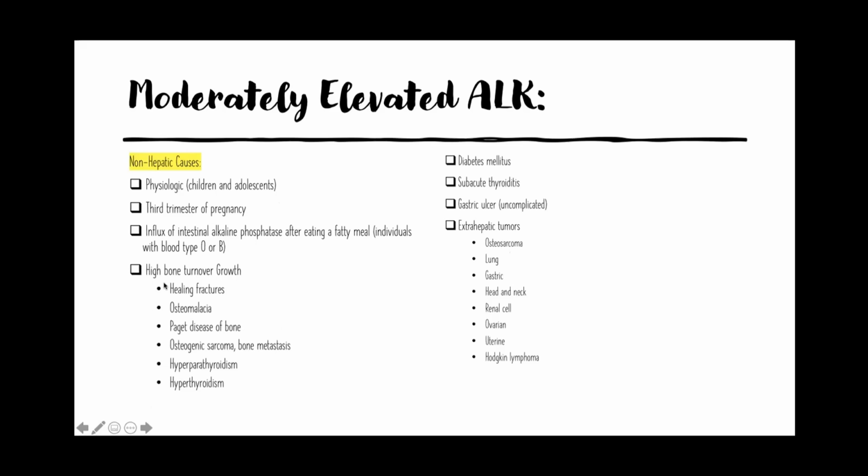And also bone diseases, including osteomalacia, Paget's, hyperparathyroidism, and hypothyroidism, where there is high bone turnover. Also, it was found in some cases of diabetes, gastric ulcer, and some extrahepatic tumors.